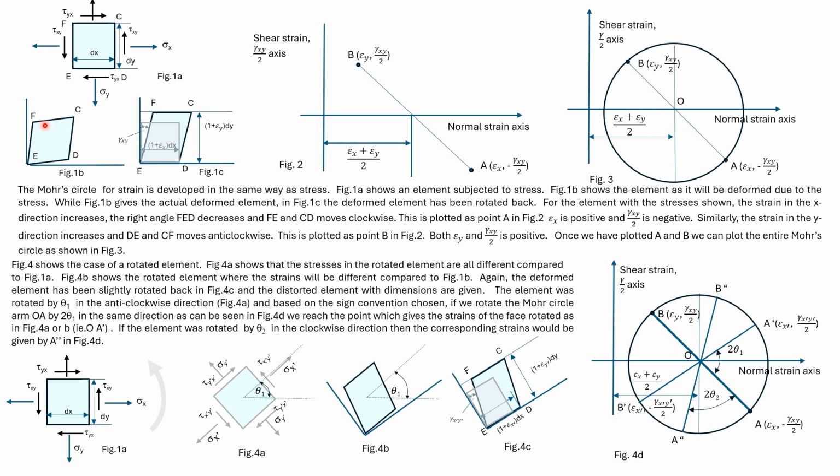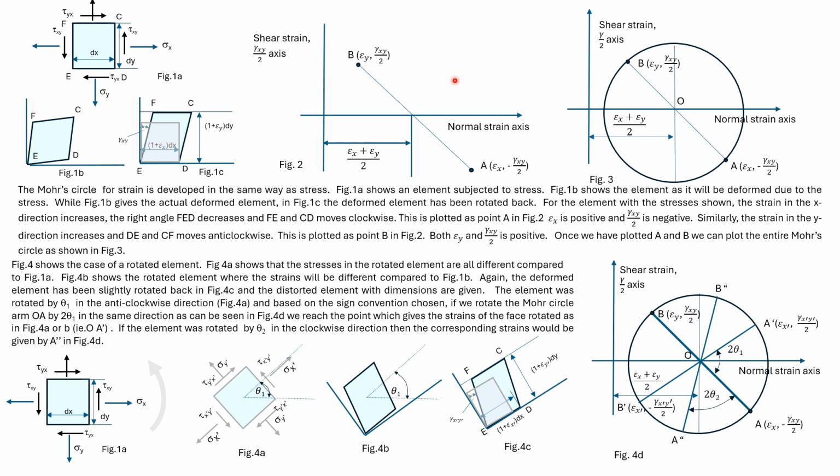Consider CF. The normal strain is epsilon y, and since CF rotates anti-clockwise, the shear strain is gamma xy divided by 2. It is plotted as point B. So AB gives the diameter, as in the case of Mohr's circle of plane stress. Half of the summation of the normal strains, epsilon x and epsilon y, gives the center.